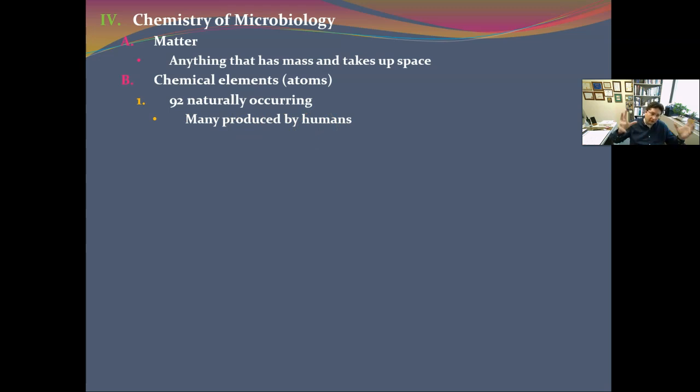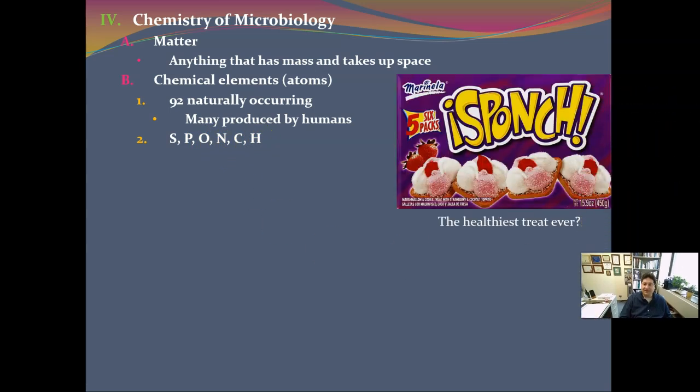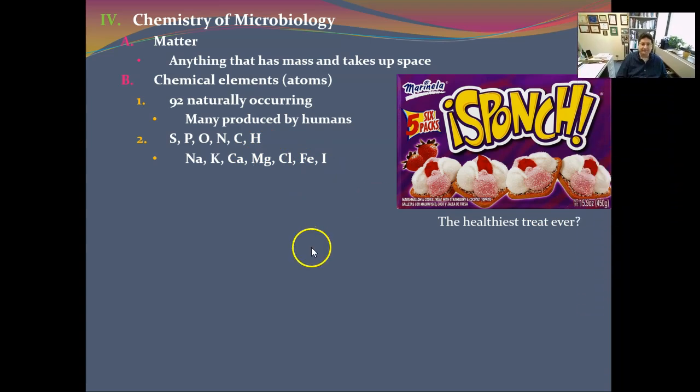Now, of all those elements on the periodic table, which ones are most important for living things? You want to remember this acronym, SPONGE. Sulfur, phosphorus, oxygen, nitrogen, carbon, and hydrogen. So these might be the healthiest snacks in the world. See, SPONGE. All right, anyway, close second to these top 6, these SPONGE elements, would be sodium, potassium, calcium, magnesium, chlorine, iron, and iodine. Okay?